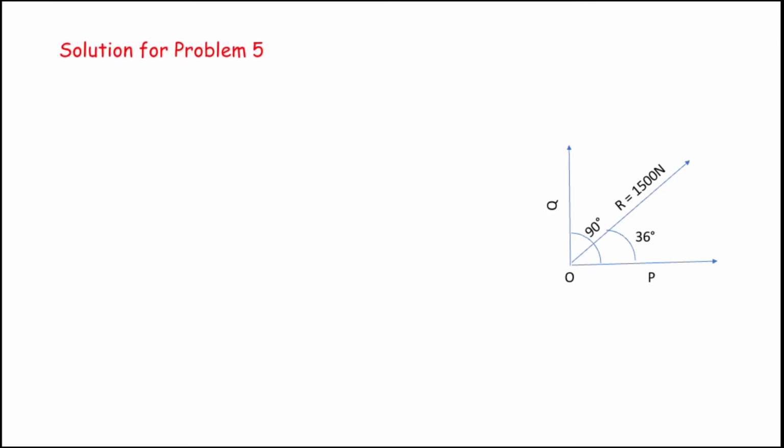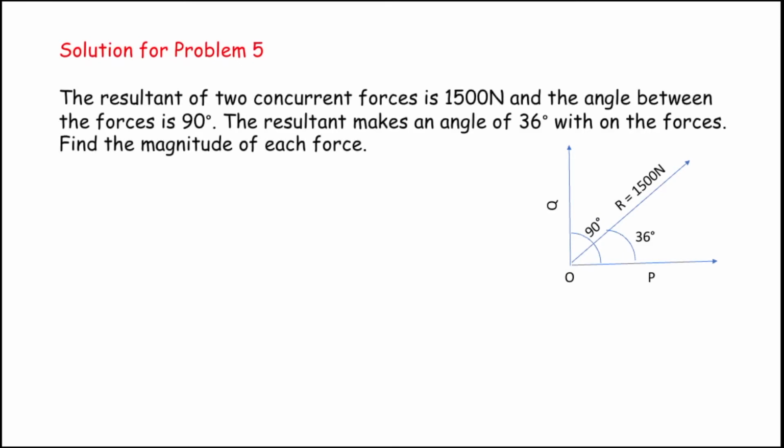Solution for problem 5. The resultant of two forces. We have here a resultant of two forces. The forces are P and Q given in the diagram and the resultant is given. The resultant is 1500, so R equals 1500 Newton. The angle between the two forces P and Q is 90 degree, as shown in the diagram. And the resultant makes an angle of 36 degree with P, so the angle between P and R is 36 degree.